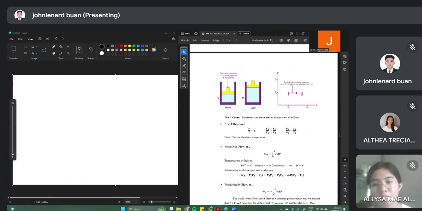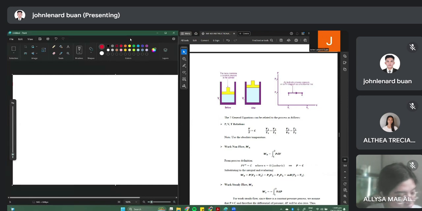So here are the 7 general equations relating to isobaric process. Okay, so when we are deriving, we always start with the first one, which is the PVT relations. Okay, so 1, PVT relations.